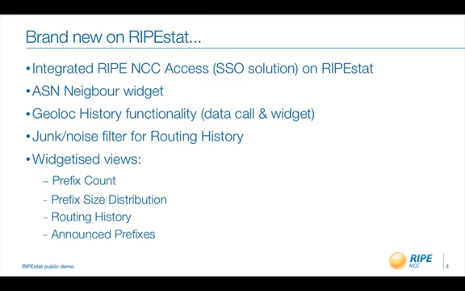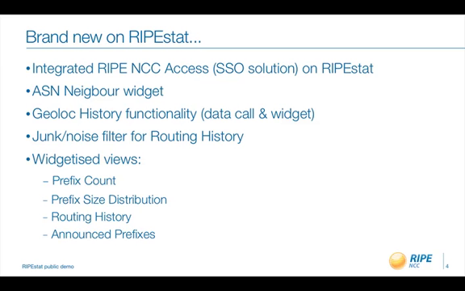We also added two new widgets. The AS Neighbors, which lets you take a closer look at neighboring ASs, including up and downstream providers, as well as peers of an AS. The next one is the geolocation history, which takes the functionality of our not-so-new geolocation view and adds history to it.